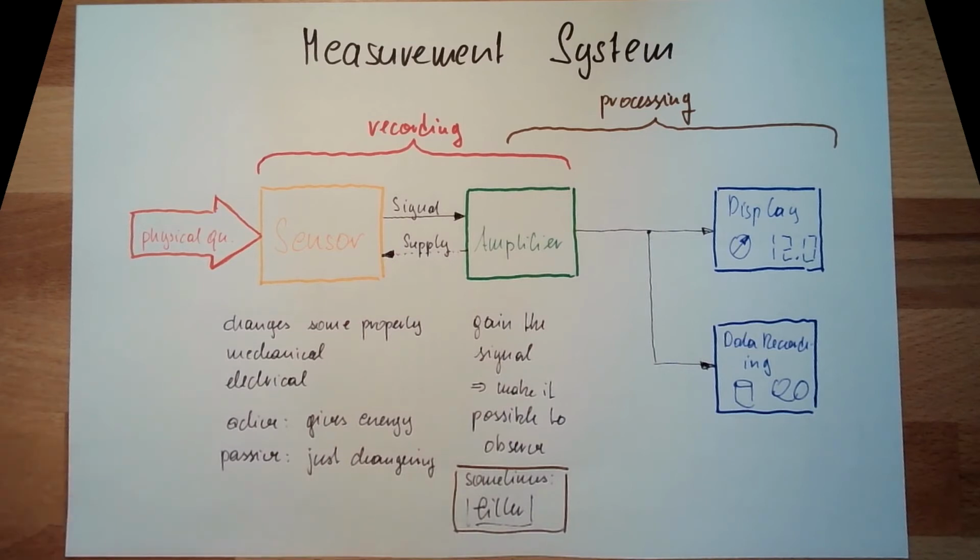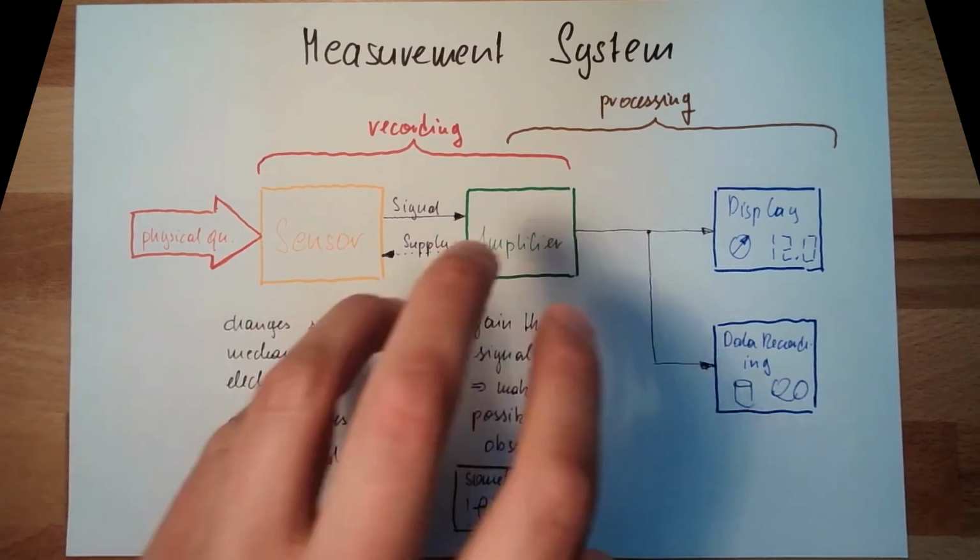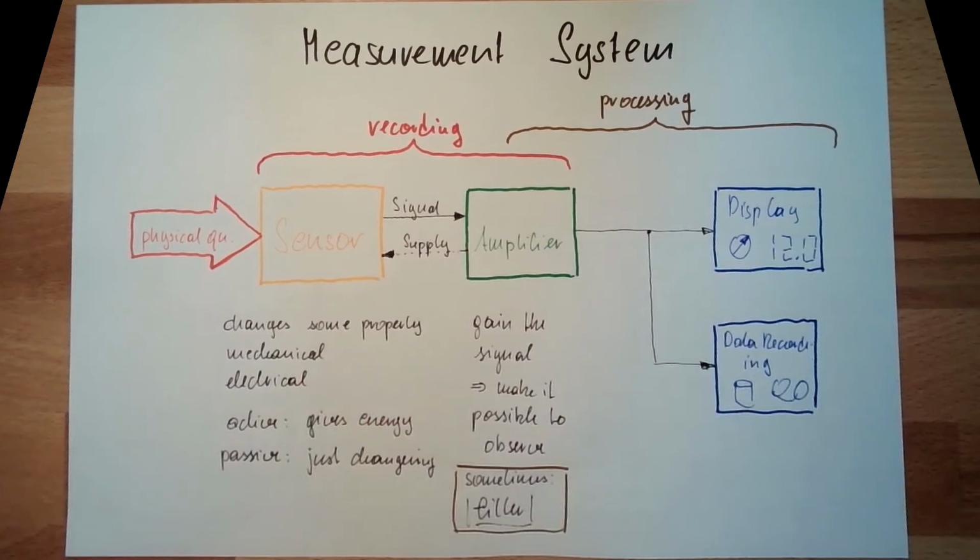That's the typical structure of a measurement system. Not all of our measurement systems are looking like this. However, most of them do. This is called a measurement chain because it is a chain structure.